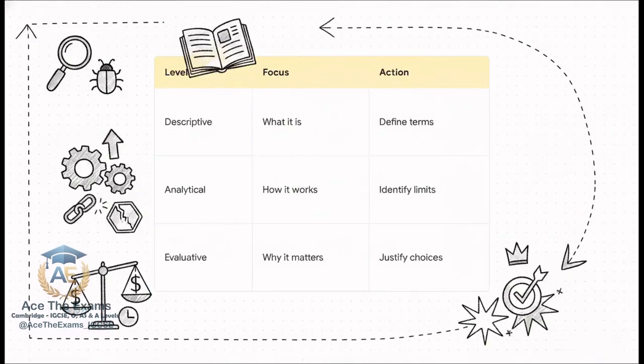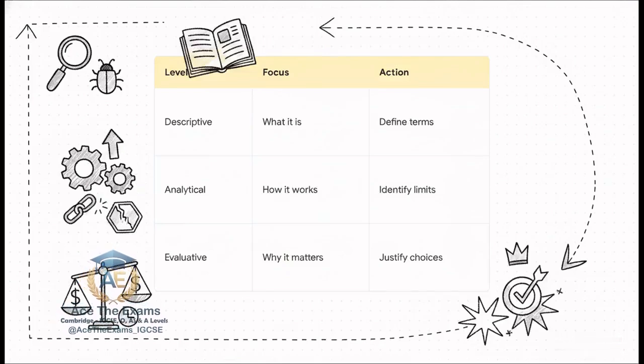At the descriptive level, your focus is just what it is. You are defining terms. Corrective maintenance fixes bugs. Fine, but extremely basic. At the analytical level, your focus shifts to how it works. You start identifying limits. Corrective maintenance fixes the immediate bug, but it requires system downtime, which severely limits daytime business operations. Okay, much better. But here is where the magic happens.